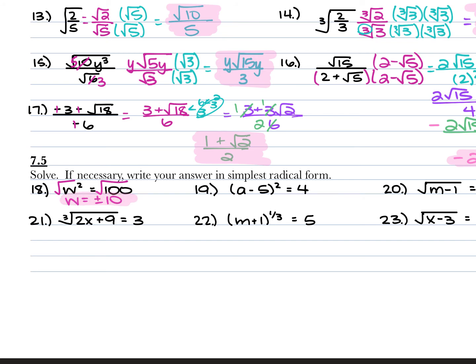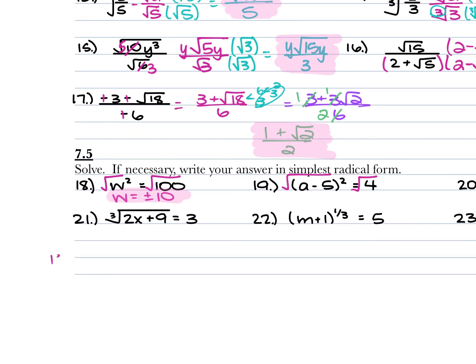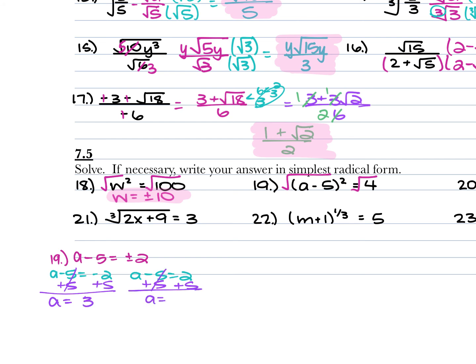For 19, we have a minus 5 squared is equal to 4. So we're going to take the square root of both sides here. Remember that 4 becomes plus or minus 2. I'm going to just pull this over here. So this is going to give us a minus 5 is equal to plus or minus 2. We're going to separate this into 2 equations. So we have a minus 5 is equal to negative 2, and a minus 5 is equal to positive 2. Move your 5 over, add it to both sides for both of these. You're going to have that a is equal to 3, and a is equal to 7.